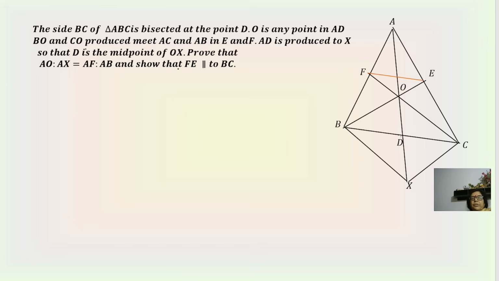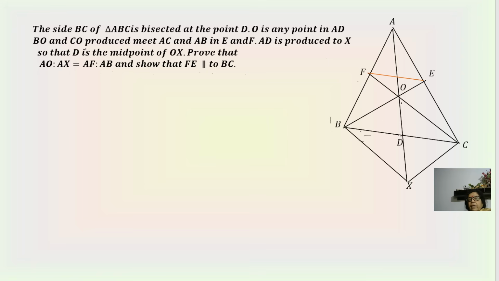Moving on to the next question, we have here the side BC of the triangle ABC is bisected at the point D. This is the triangle ABC and this side is bisected at the point D. O is any point in AD, such that BO and CO are produced to meet AC and AB at the points E and F. AD is produced to X such that D is the midpoint of OX. Prove that AO is to AX is equal to AF is to AB and show that FE is parallel to BC. So two things we have to do over here.